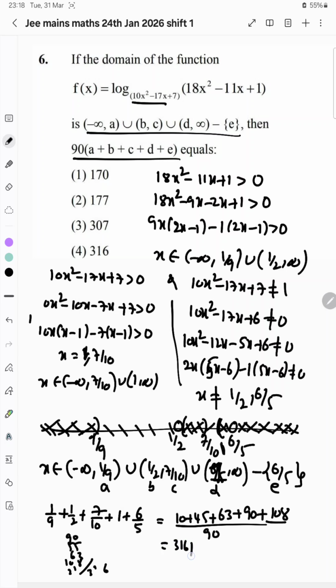So 316 by 90, and this is the value we should multiply with 90 now finally, because 90 times we want, right? So when you multiply by 90, automatically you will get the answer, 316. Okay, so our option is option 4.